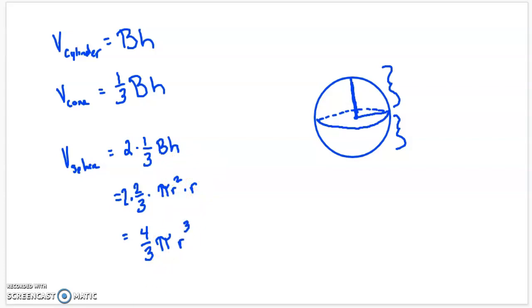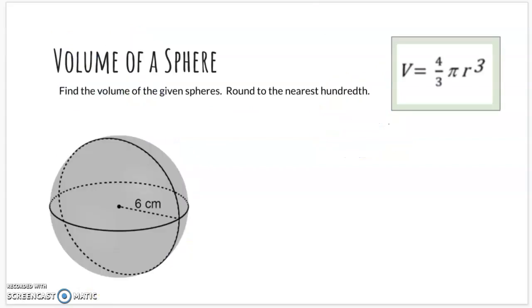And that is your formula for volume of a sphere, 4/3 pi r cubed. All right, so now that we have our formula, let's test out using it. So let's find the volume of the given sphere and round to the nearest hundredth with our final answer. All right, so they're showing us the radius here is 6 centimeters. So we're going to just simply take that and plug it into our formula for radius.